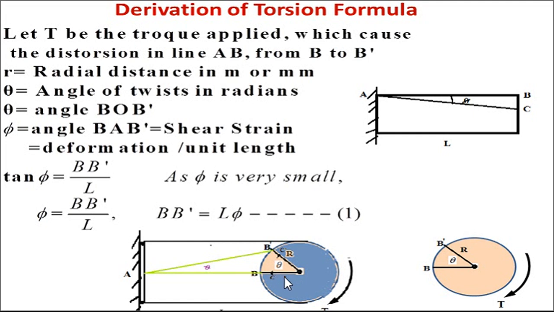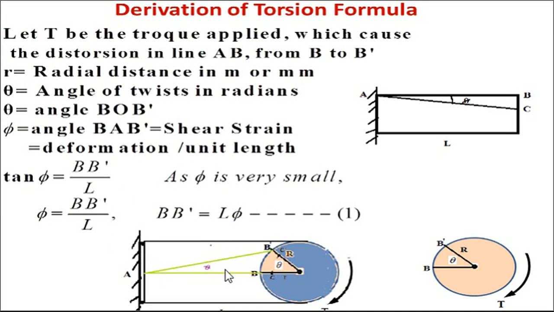The distance of point C from the origin is taken as R. Here theta is the angle BOB dash, and phi is the angle of shear strain. This angle phi is the angle BAB dash, and that angle will be the shear strain. Shear strain means what? It is deformation per unit length.